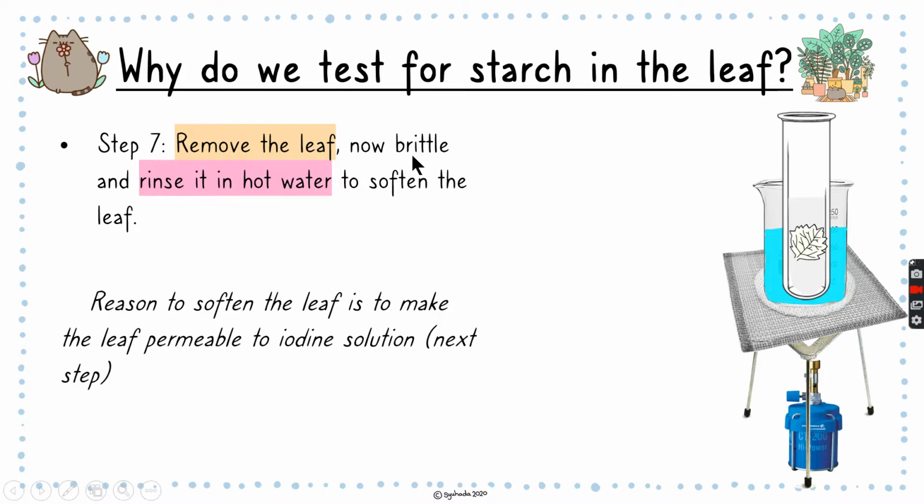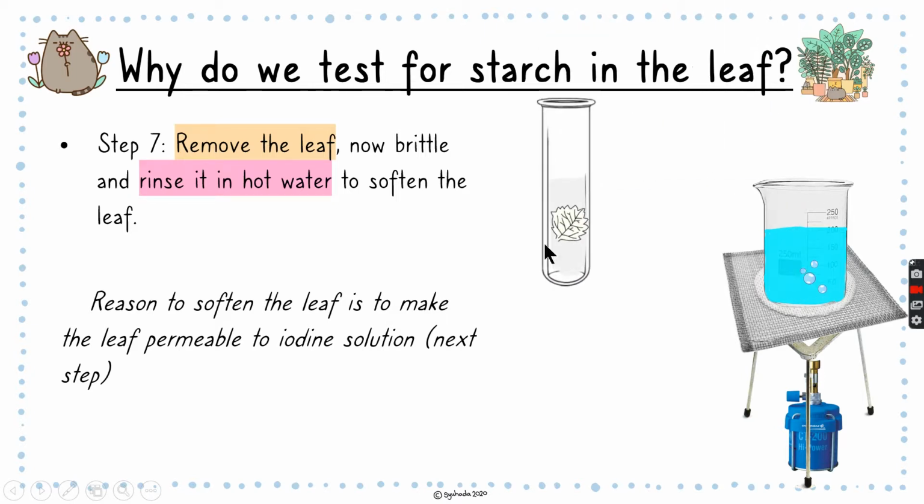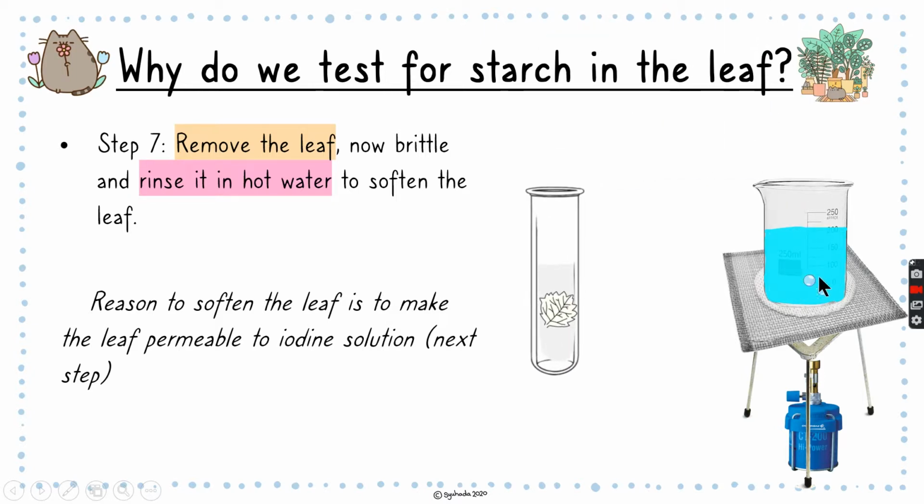Now you're going to remove the leaf. It's very brittle, and what you're going to do is take it out from the hot water, and then you get the forceps, put it back into the water, and make sure that you soften the leaf. The reason to soften the leaf is to make sure that the leaf becomes permeable to iodine solution, which is coming in the next step.